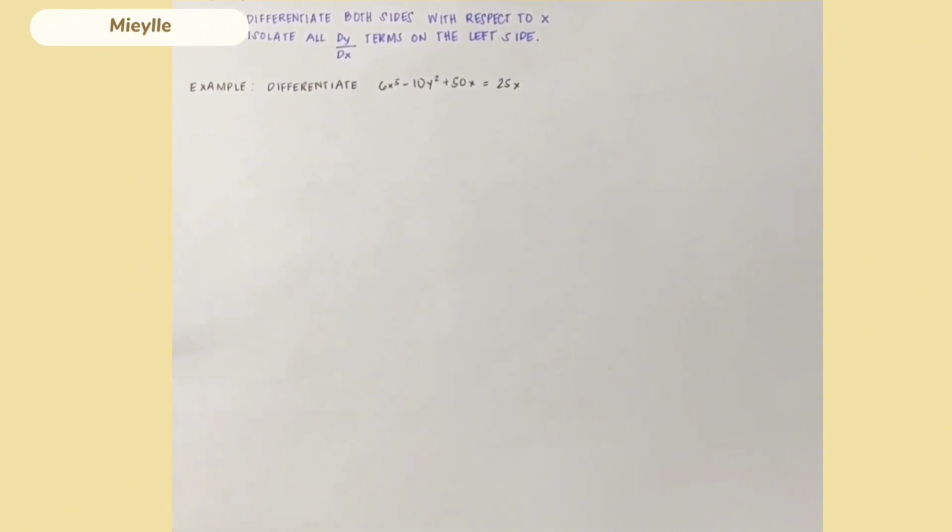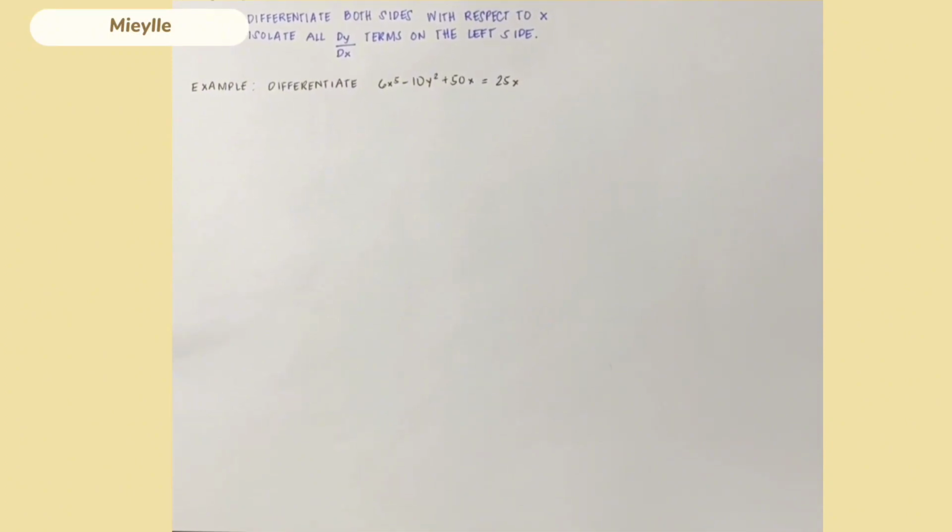For today's video, our topic is implicit differentiation, the procedure of differentiating an implicit equation with respect to the desired variable x while treating the other variables as unspecified functions of x. To do the implicit differentiation, we have steps. For step 1, differentiate both sides with respect to x. For step 2, isolate all dy over dx terms on the left side.